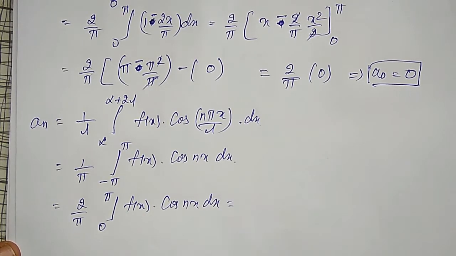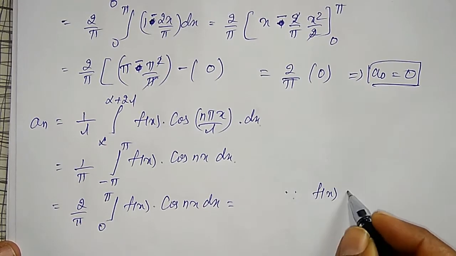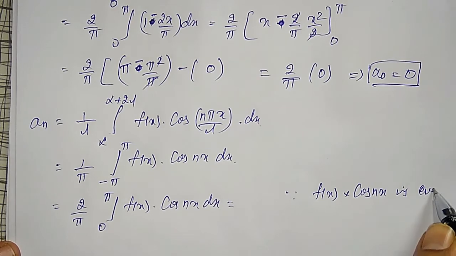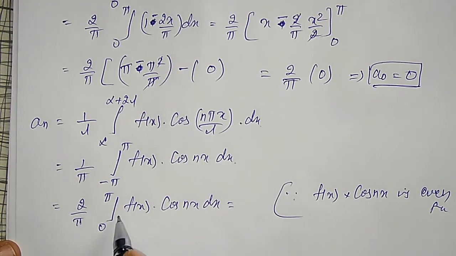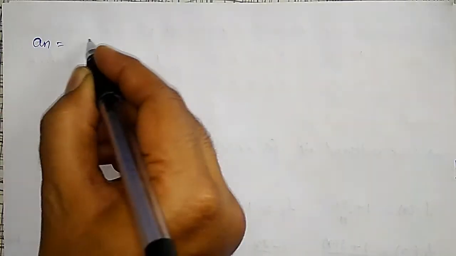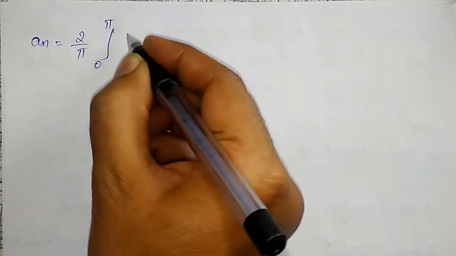dx, since f of x into cos nx is an even function, that's why I can write it as 2 times integration from 0 to pi. This one I have to integrate. What is f of x defined as between 0 to pi? That I have to consider and I have to integrate. Therefore, an is equal to 2 by pi integration from 0 to pi f of x.